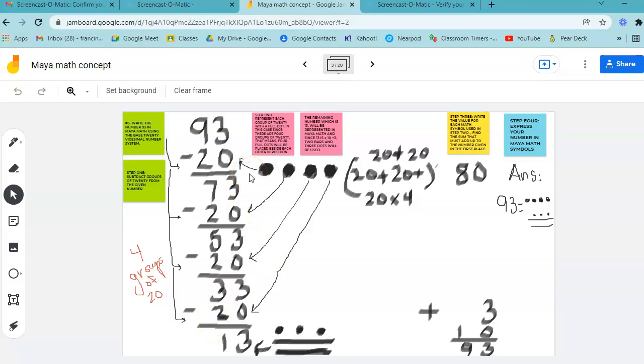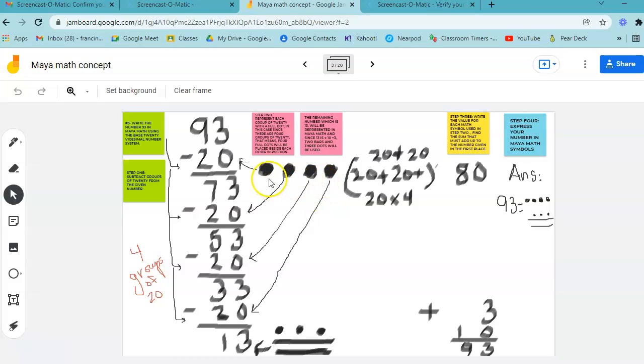Now, step 2. We are to represent each group of 20 with a full dot. And in this case, since there are 4 groups of 20, that means 4 full dots will be placed beside each other in position. So as you can see here, this first full dot represents the first group of 20. The second full dot represents the second group of 20. The third full dot represents the third group of 20. And the fourth full dot represents the fourth group of 20.